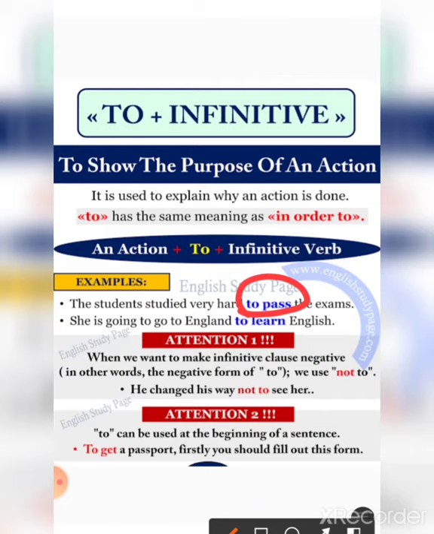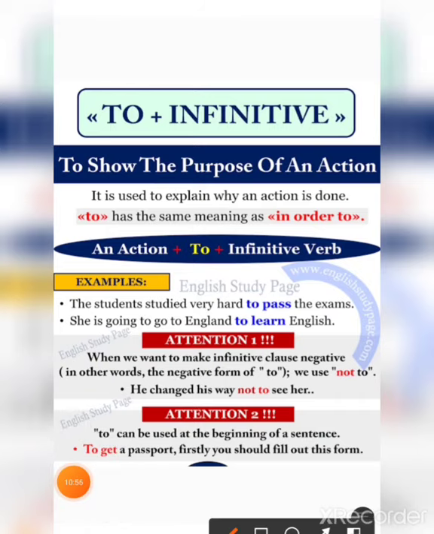Come to the next example. She is going to England to learn English. Here, to learn English is also an example of to infinitive, because after to we are writing the present form of the main verb.